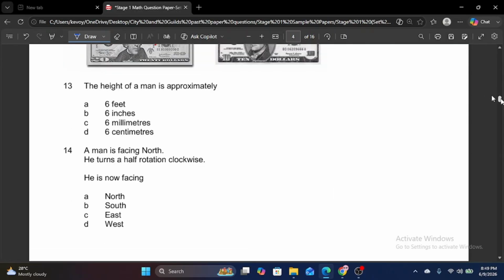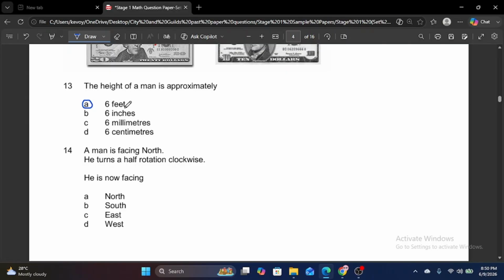Alright, moving right along. I'm at 30. The height of a man is approximately, embarrassing to say, but 6 feet. I am not even 6 feet. I am 5'7". So this right here, the height of a man is approximately. I am a man, and I am ashamed.